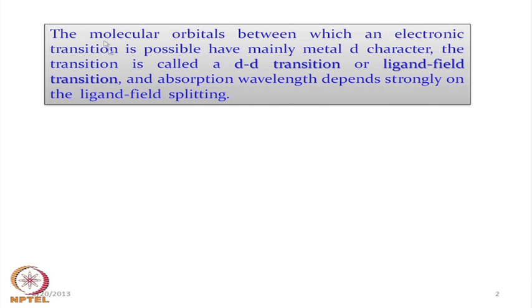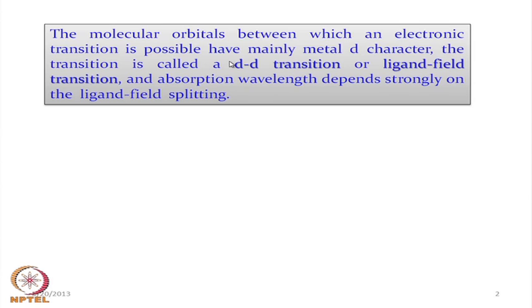So, the molecular orbitals which are involved for these electronic transitions are possible to have mainly metal d character. So, if the orbitals involved for the transitions have this character, we have transitions known as d-d transition or ligand field transition. So, we have the ligand field, and the ligand field is responsible for the splitting of the different d levels.